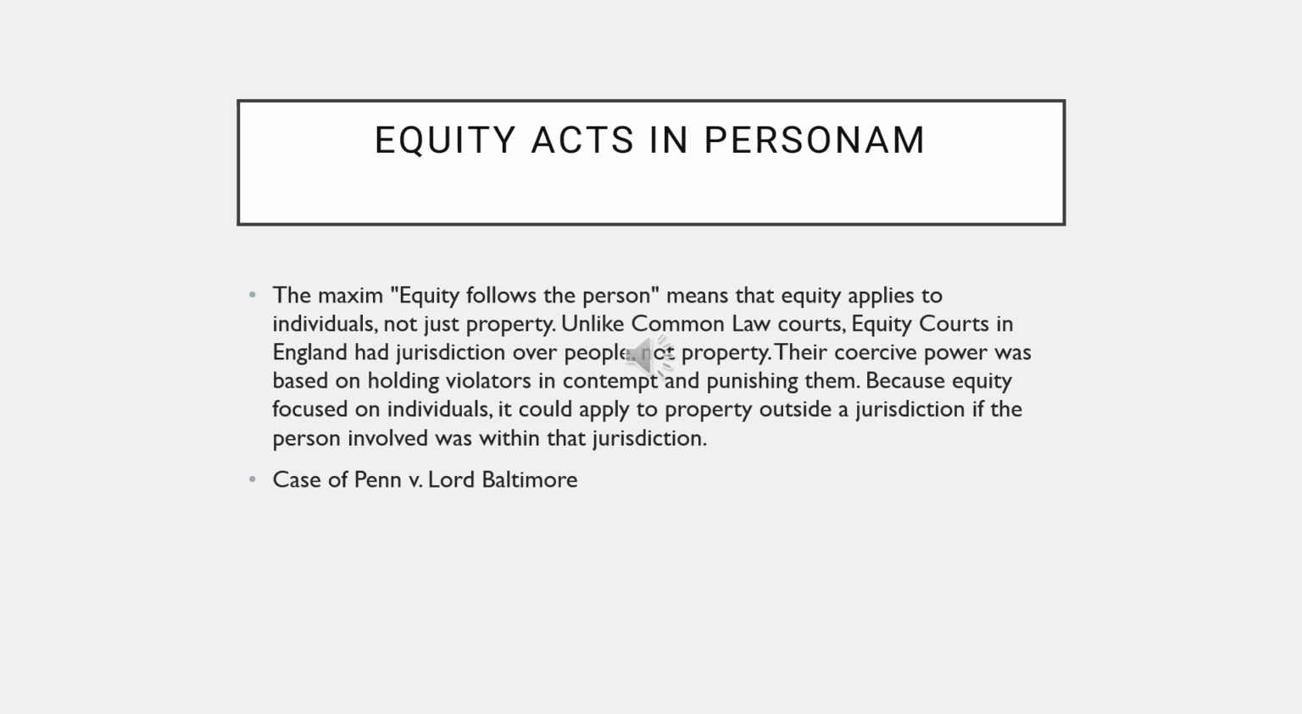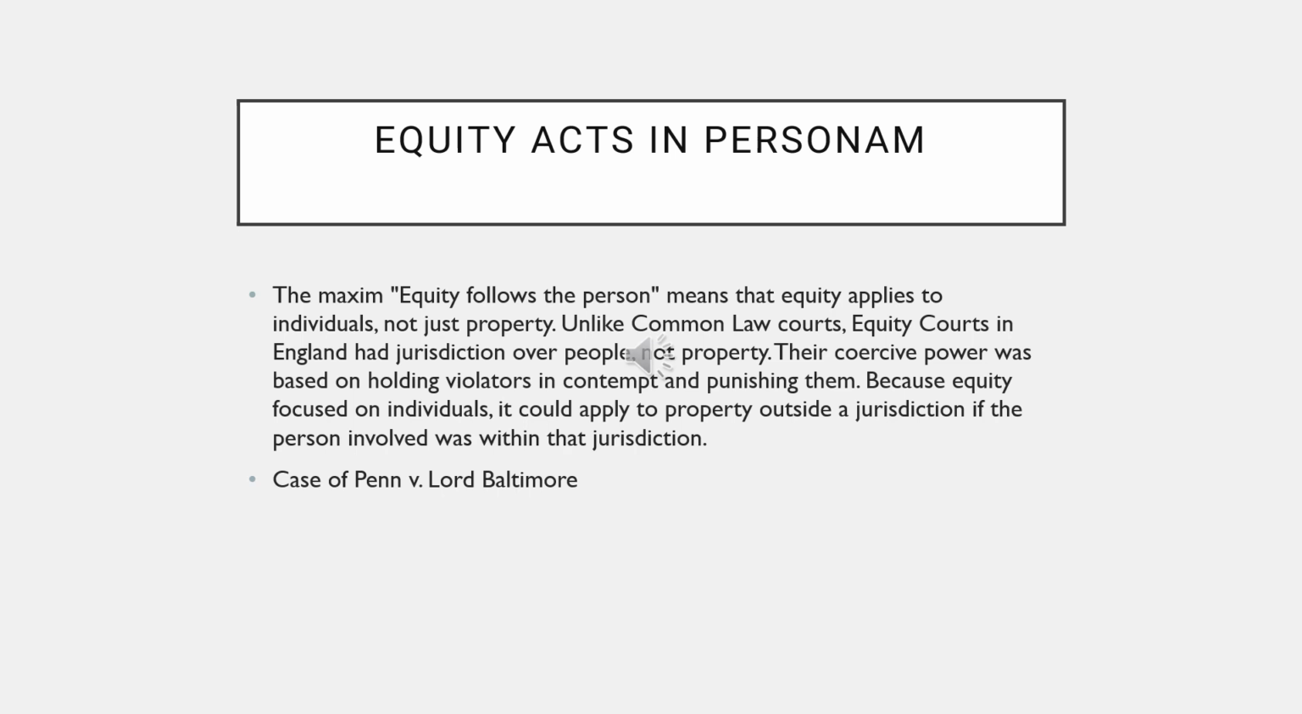Now let's come to another maxim, which is equity acts in personam. Equity acts in personam means that this maxim states the equity applies to a person rather than a property. So what happened in England, the Court of Common Law and Chancery Courts were distinguished by the fact that the former had authority over the person as well as property, but the latter only acted over the people. The equity court's coercive power arose from their authority to hold the violator in contempt of court and punish accordingly.